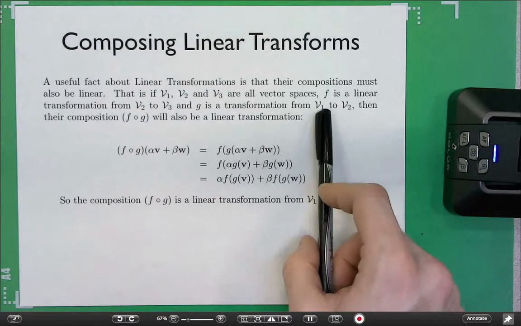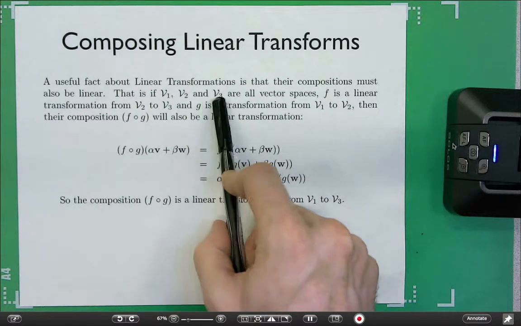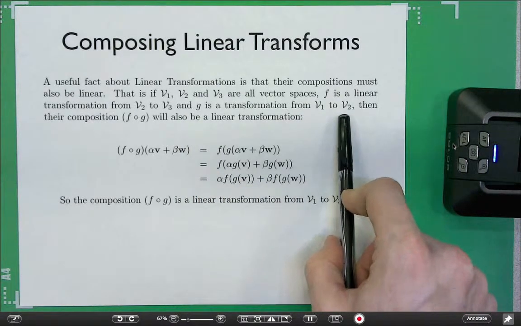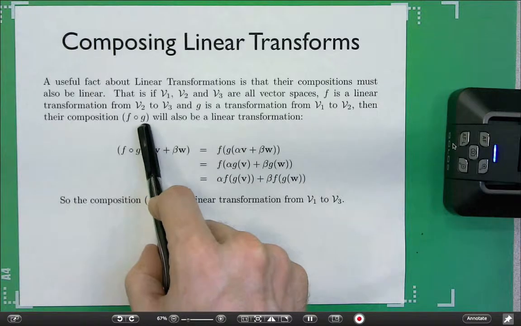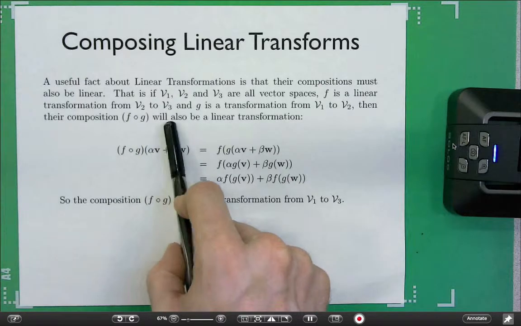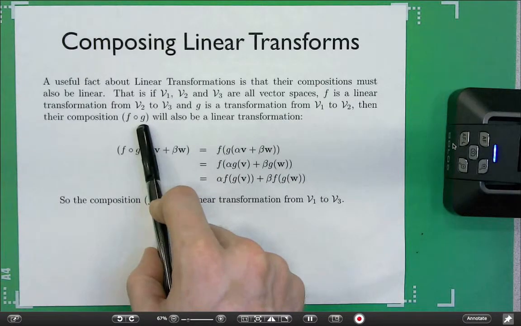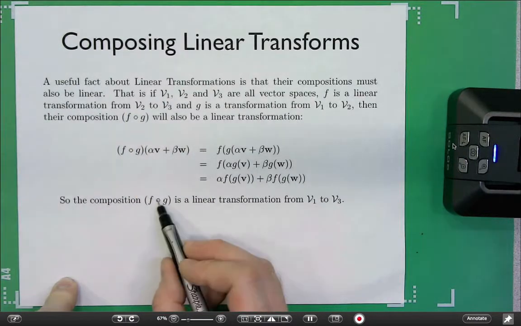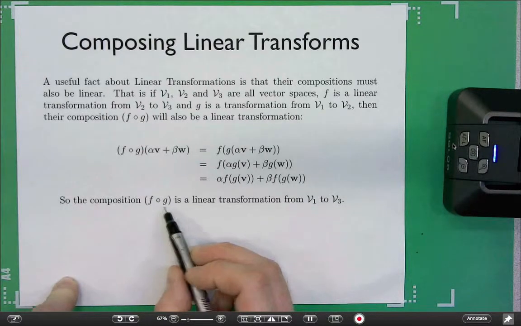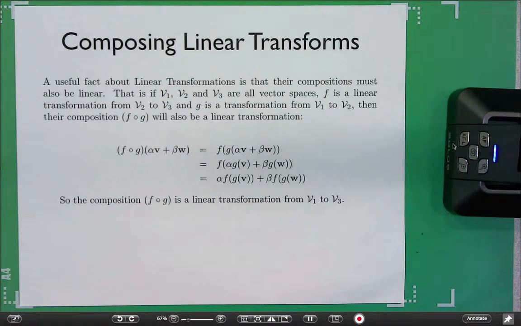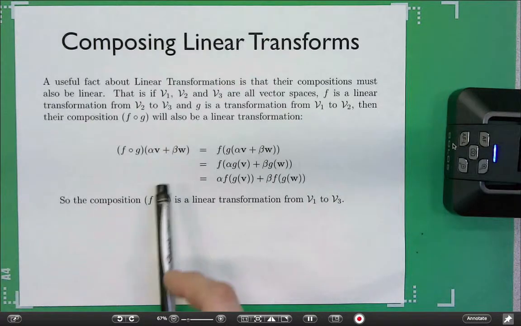So let's say I have 2 linear transformations. One goes from v2 to v3, that's f, and g goes from v1 to v2. Then the composition means that I first apply g and then f. So g goes from v1 to v2. After I apply g, I'm in v2. And then f takes v2 and goes to v3, right? So the composed transformation, f composed with g, is a transformation from v1 to v3. That's obvious, right? What is also obvious, but what I want to show here, is that it's also a linear transformation.